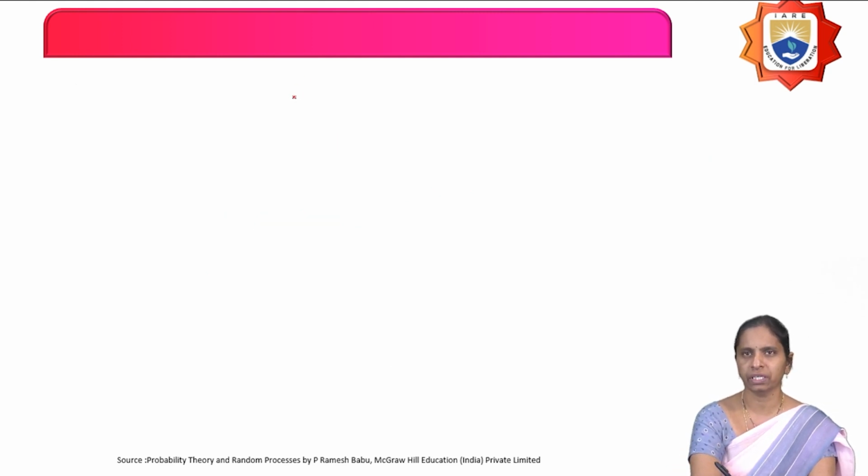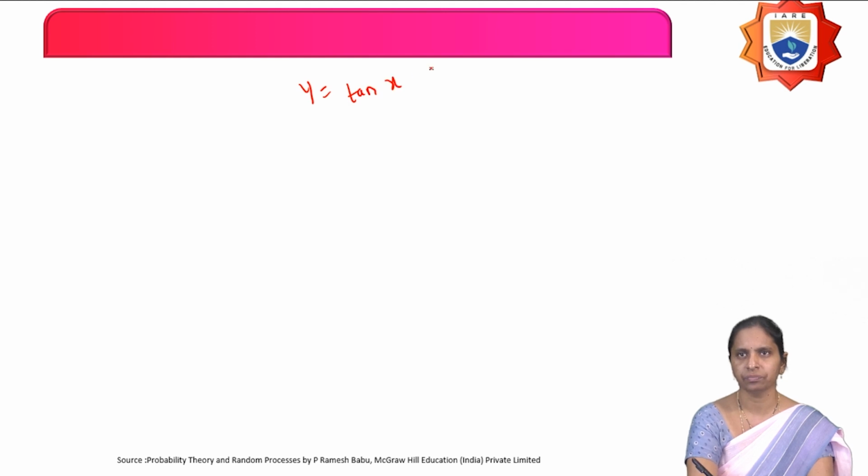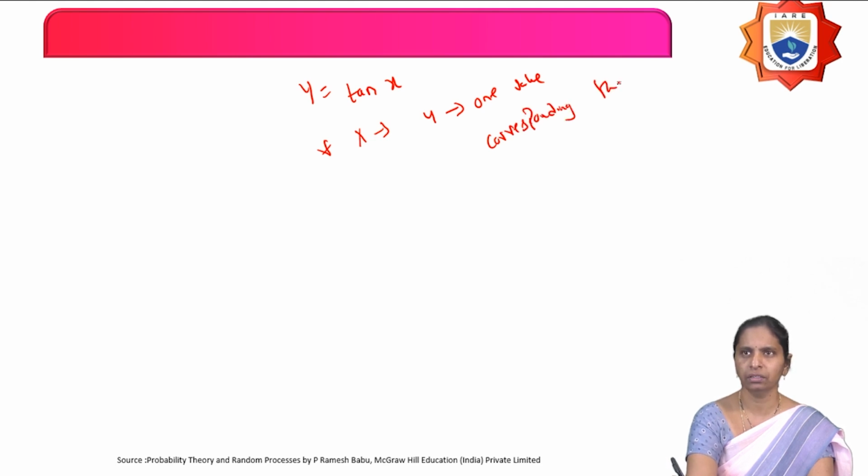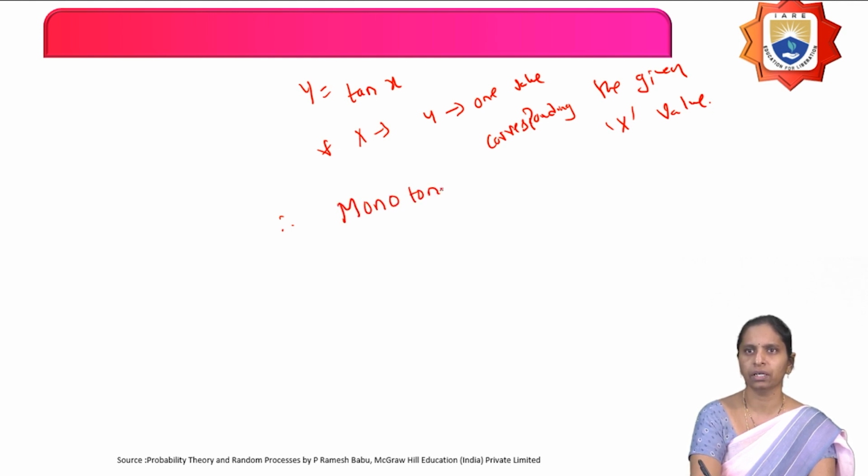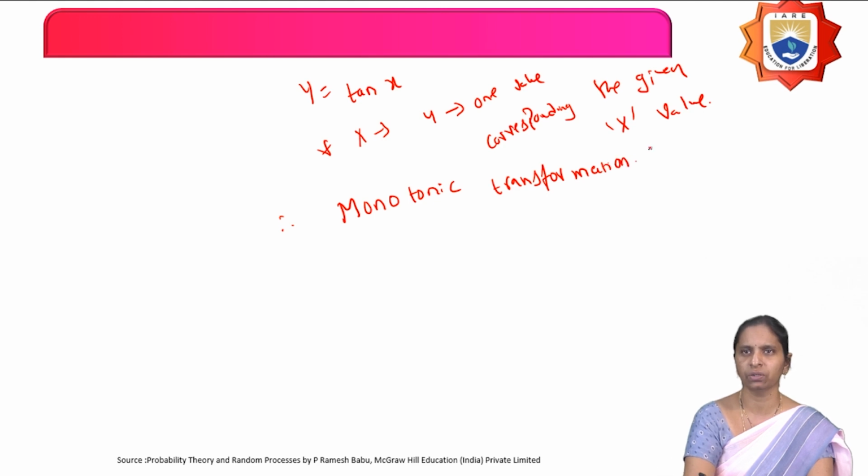Now, you have to say whether it is a monotonic or non-monotonic transformation. So, they have given y equals tan x. If you observe, for any value of x that you take, y gives only one value. Therefore, for all the values of x, y gives only one value corresponding to the given x value. So the type of transformation here is called a monotonic transformation, nothing but 1 to 1. One value in x corresponds to a single value in y. That is called a monotonic transformation.